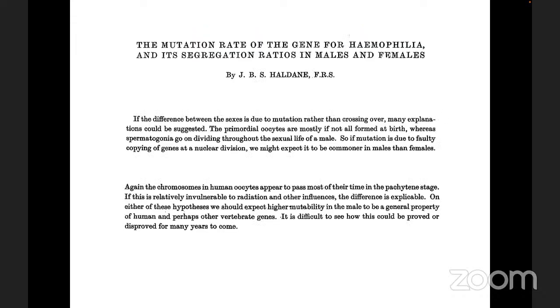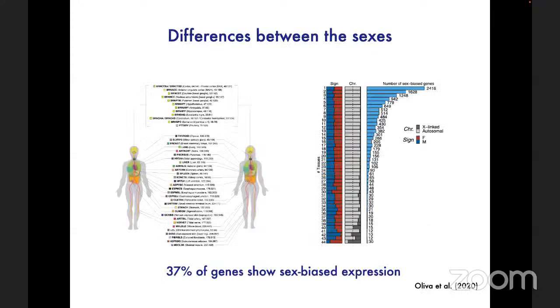So here's Haldane's view of what I call faulty male. There is something different about male and female germlines. Either the females protect the germline better or repair germline errors at a faster rate. Of course, there are lots of differences between males and females and the male and female germlines. There are lots of genes that are differentially expressed.